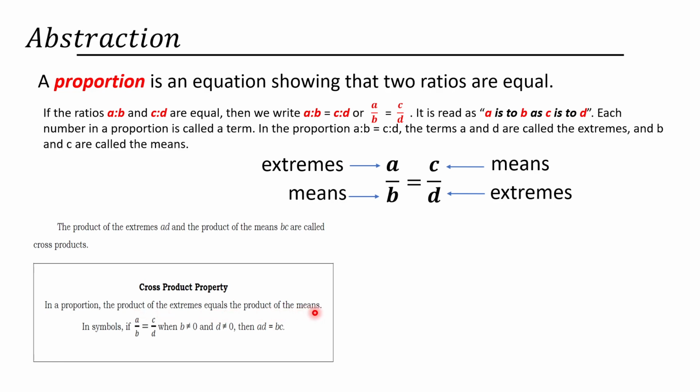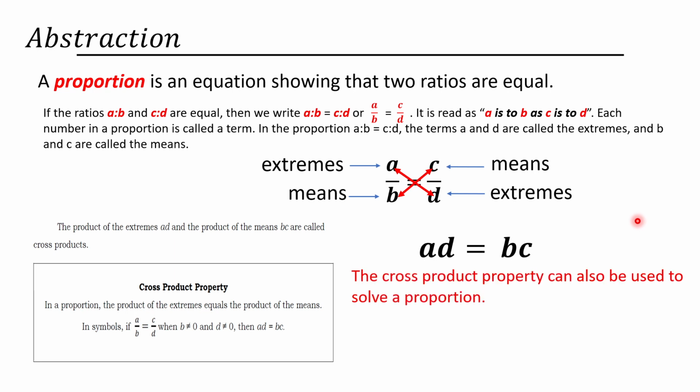of the means. Meaning they are equal. The extremes A and D, when you multiply them, that is AD, A times D, are equal to the means B and C. Got it? Later on, we will use this in solving problems involving ratio and proportion. So, the cross-product property can also be used to solve a proportion.